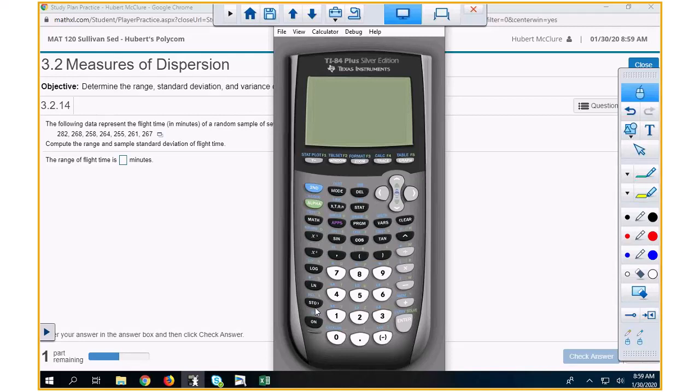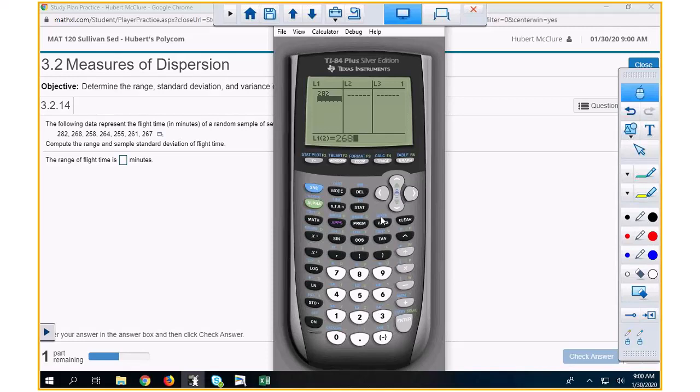But anyway, we're going to go to stat and edit, and there is your spreadsheet. And hopefully y'all know how to type in numbers on a spreadsheet. So we're going to type them in as given. 282. I hate using a mouse.